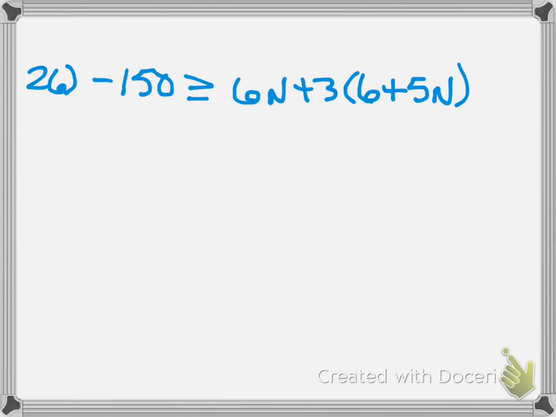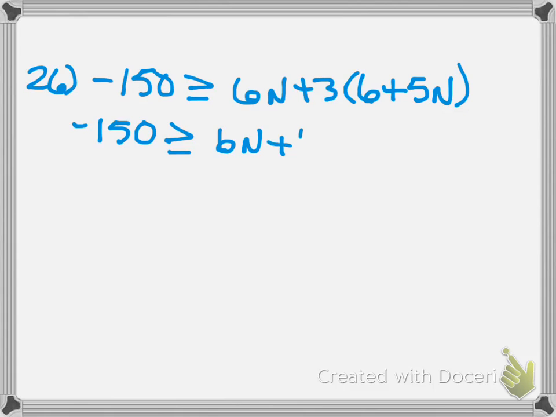Okay, so here's the next problem. Hopefully I didn't cut off 25, but I don't think I did. But I had to pause, and so I'm continuing again. Here we have negative 150 is greater than 6n plus 3 parentheses 6 plus 5n. So what we see again, the parentheses, so we need to distribute first. So you're going to see me distribute first.